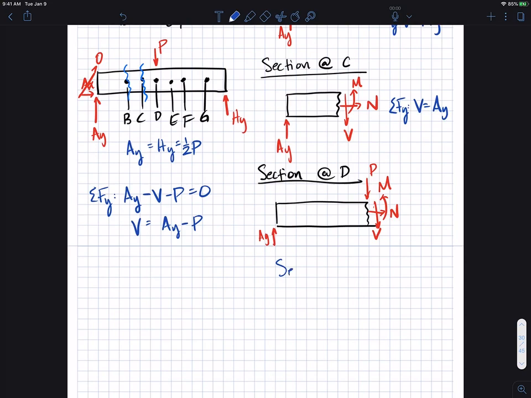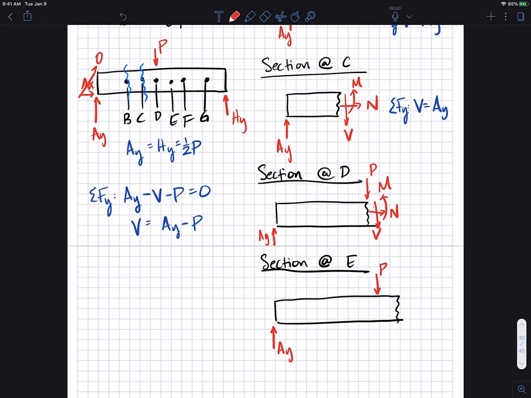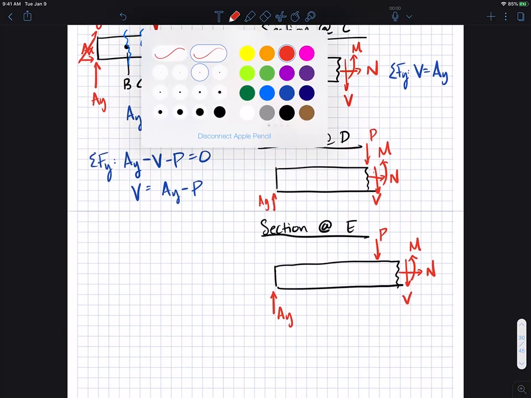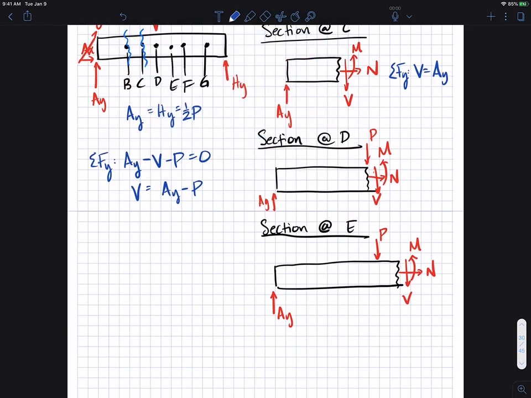So if we go ahead and draw this next section, what do you think is going to happen? So again, we'll go a little bit longer now. Apply all of our forces, AY. P now is a little bit scooched over. So now we're at E. And we'll add normal, shear, and moment. And now for this one, we'll solve our equations, sum of forces Y. And what do you see?